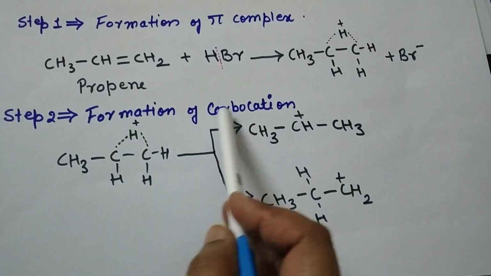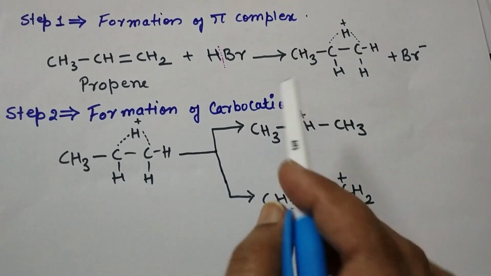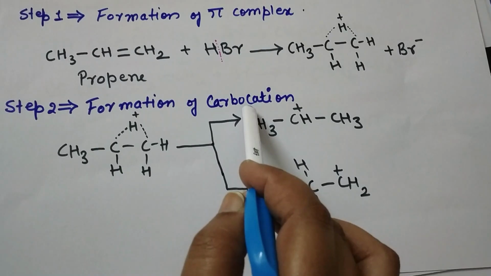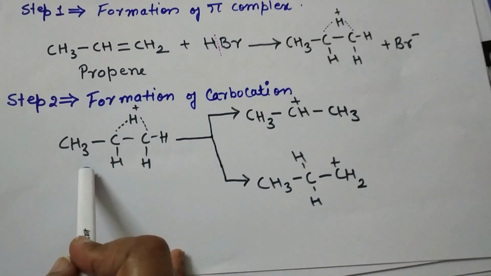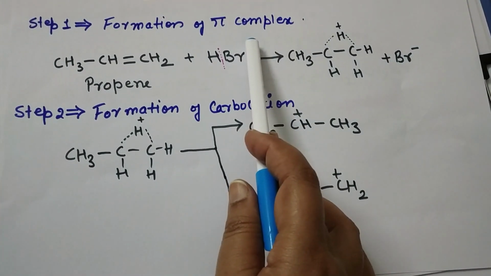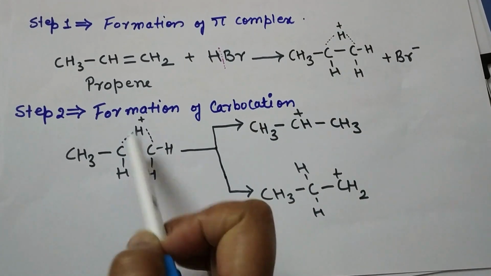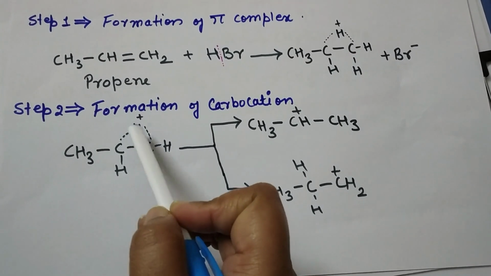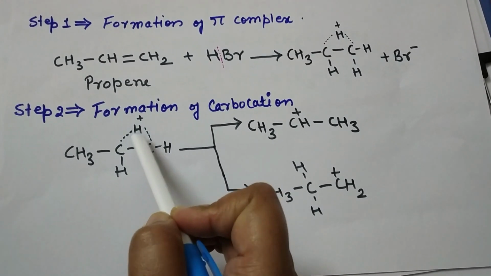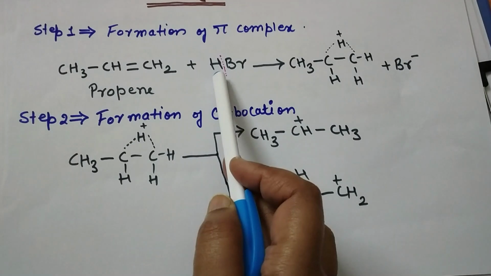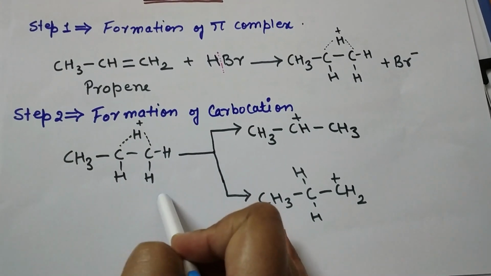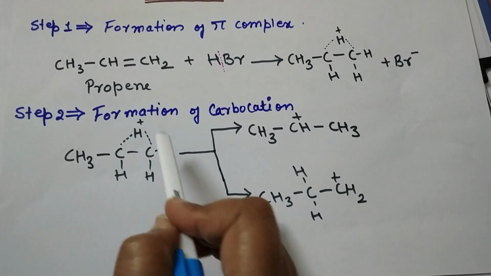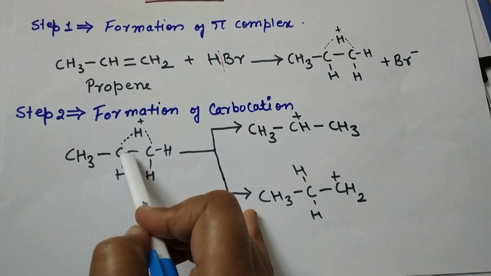Second step is the formation of carbocation. Carbocations are the carbons which have positive charge, or they are electron deficient. So here you can see in the first step pi complex formation takes place where the double bond between these two carbons is broken and the electrons are utilized to form a bond with this hydrogen which is liberated from the HBr. So here two conditions are there. When this temporary bond breaks, either hydrogen will go on this carbon or it will go on this carbon.